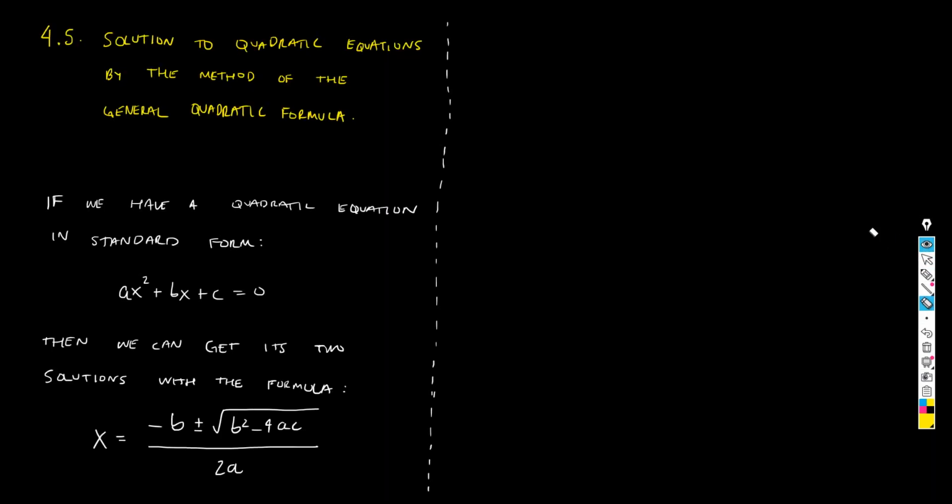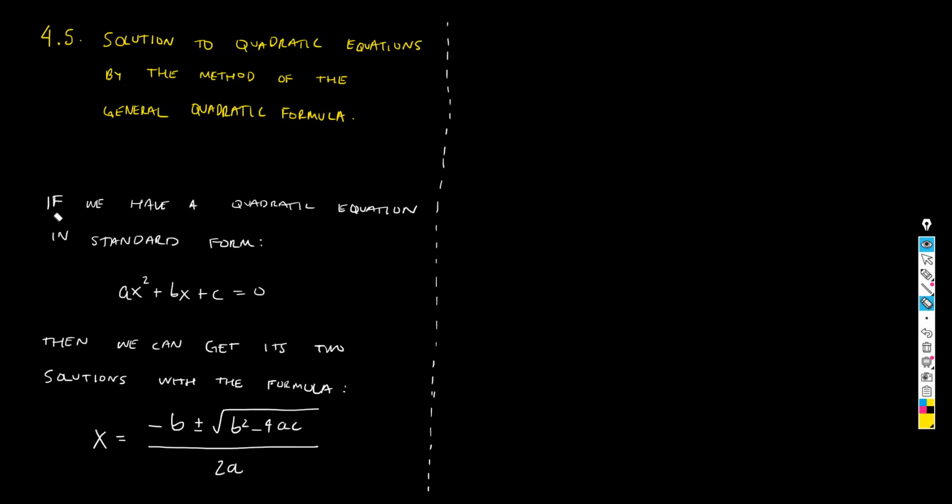Hello, my students. Welcome to lesson 4.5, which is the solution to quadratic equations by the method of the general quadratic formula. I'm pretty sure that you already know this formula and how it works. I'm 99% sure that 99% of you know how to do this already. But formally speaking, I need to go over the lesson, and maybe I'm going to dispel some confusions about how this formula works and where it comes from. I hope this is a very quick lesson.